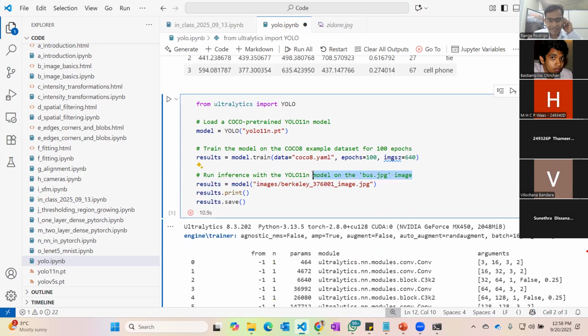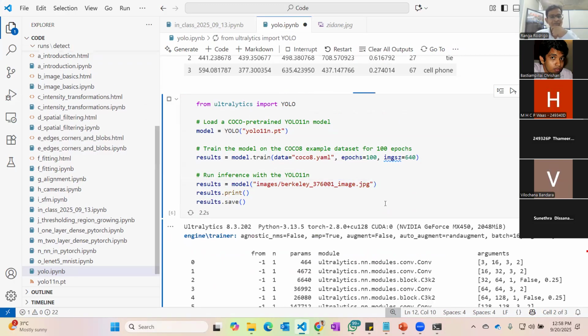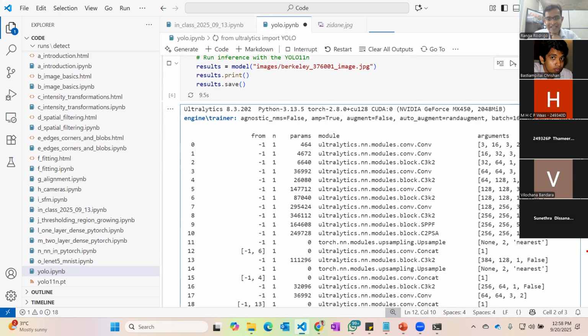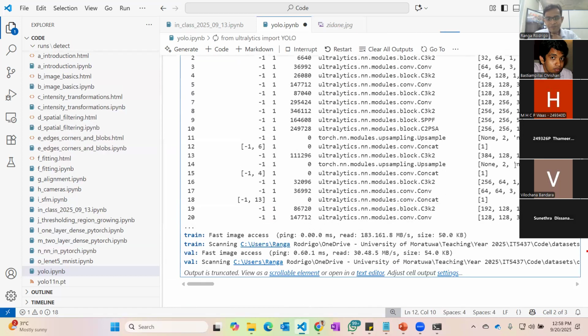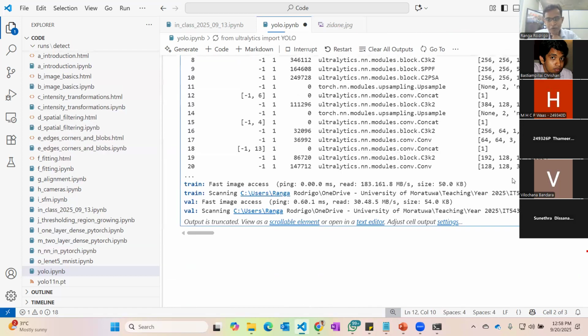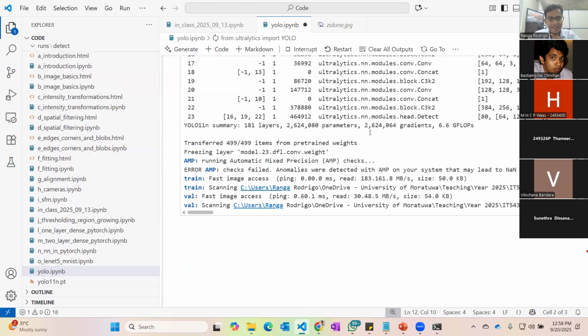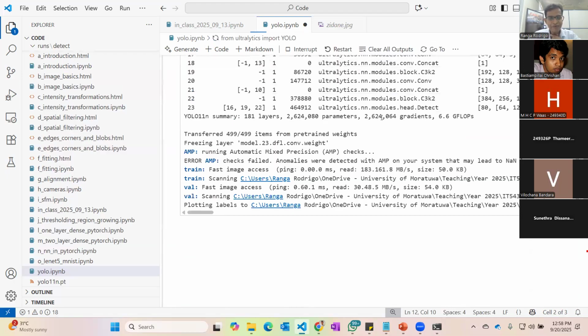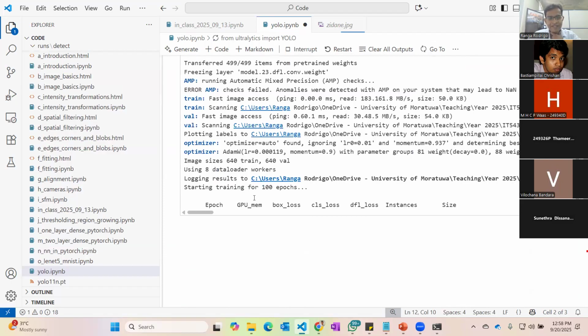I ran it on one of my images. Let's run that again. Its structure is being shown, the convolutions it has and the different parameters it has, and so on. I don't know too much about this version, YOLO 11, so you have to go through it to understand what these things mean. I actually do not know. Now the training is starting.